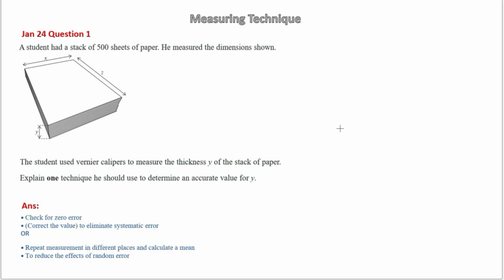Check for zero error, correct the value to eliminate systematic error, so these go in pairs. The 2 points are for systematic error and the 2 points are for random error. Repeat the measurements in different places and calculate a mean to reduce the effects of random error. Also remember, you can eliminate systematic error, but you cannot ever eliminate random error. You can only minimize the effects of random error.